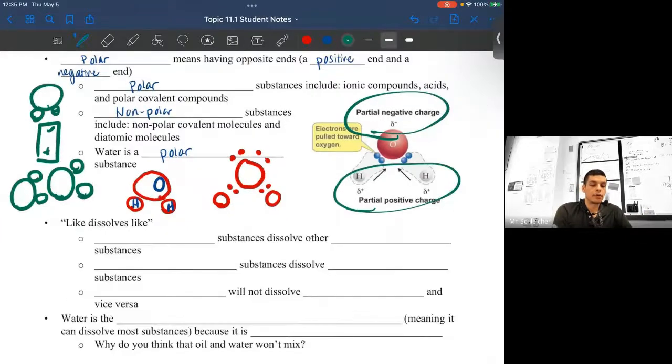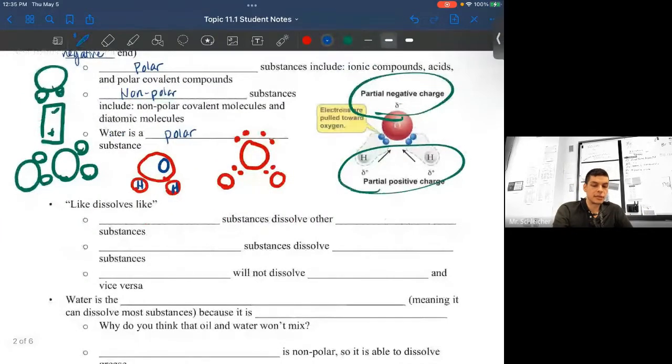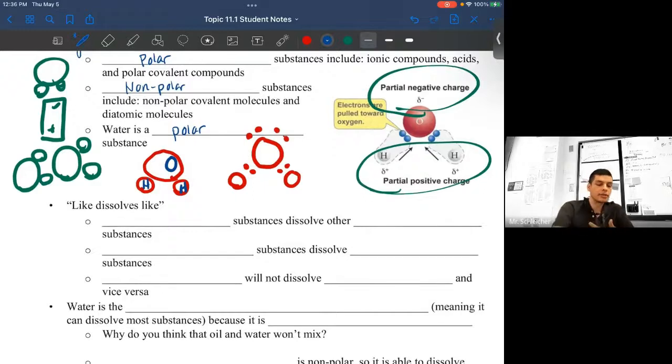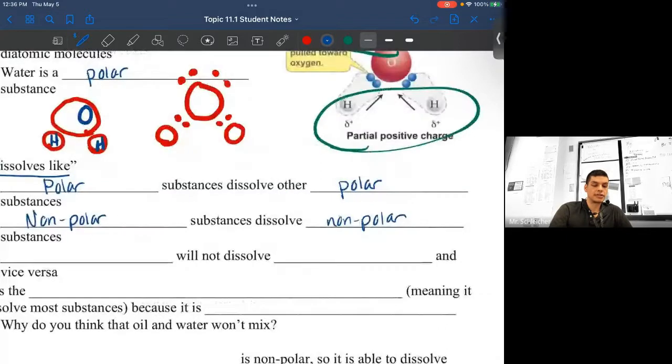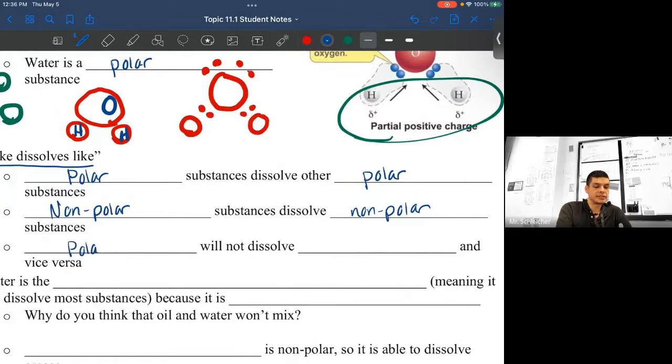So polar substances are able to dissolve polar substances, and we can summarize this rule in chemistry called "like dissolves like." So things that are similar will dissolve each other. For example, polar substances dissolve other polar substances. Nonpolar substances dissolve other nonpolar substances. And then we can also say that polar substances will not dissolve nonpolar substances, and the other way around. Nonpolar substances will not dissolve polar substances.